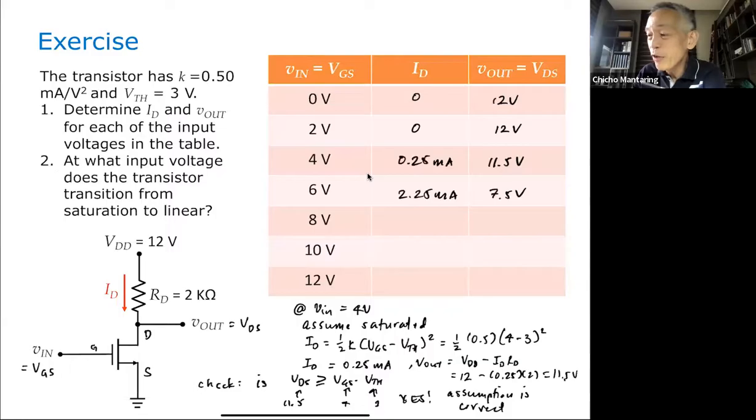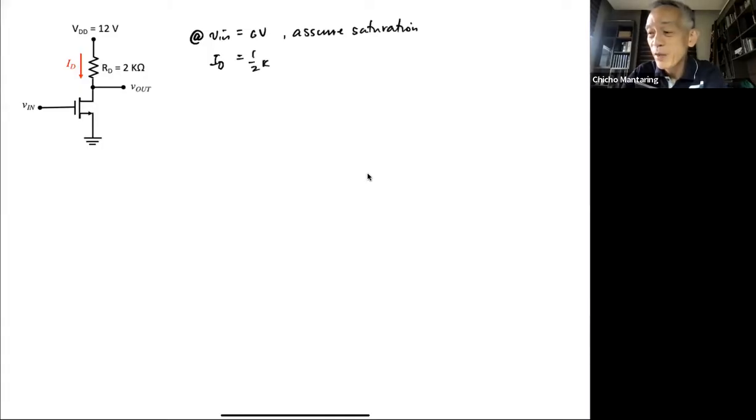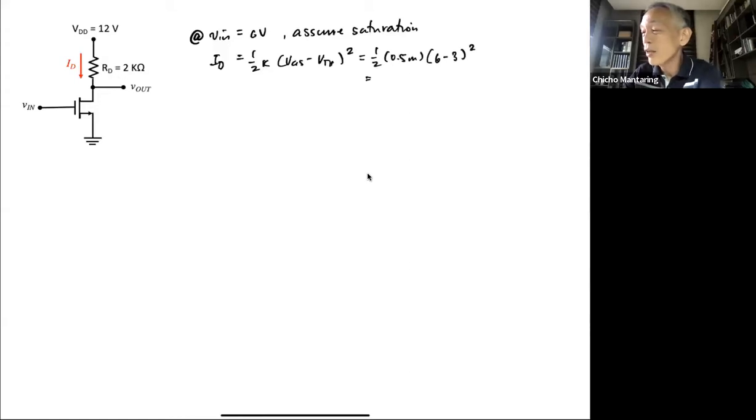Okay, so just very quickly for the benefit of the others that didn't get it. Again, at Vin equal to 6, first we assume saturation. So ID is equal to 1/2 K (VGS minus VTH) squared. This is 1/2 times 0.5 m, VGS is 6 minus 3 squared, and this will come out to be 2.25 mA.